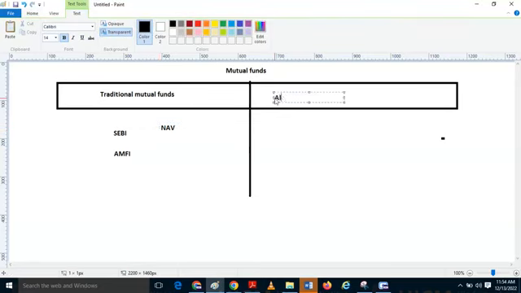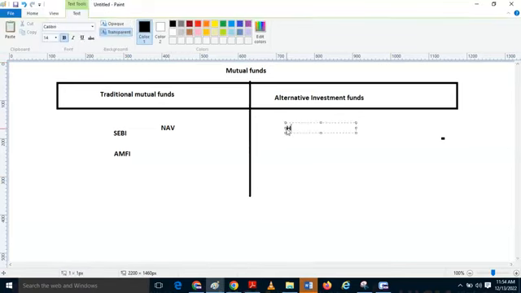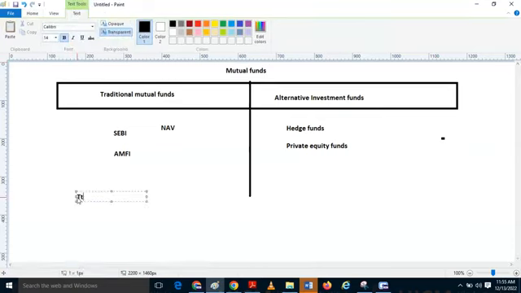There are also alternative investment funds. The first is called hedge funds. The second is called private equity funds, PE funds. There are different types of participants available in the financial market. I will tell you the participants.